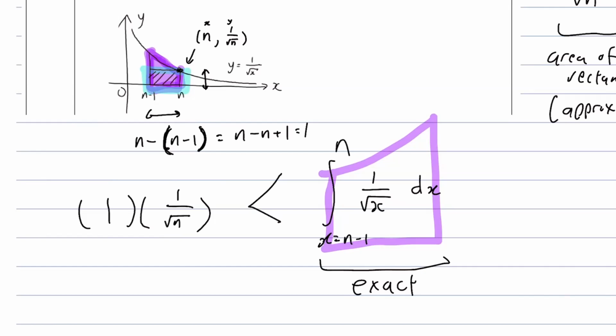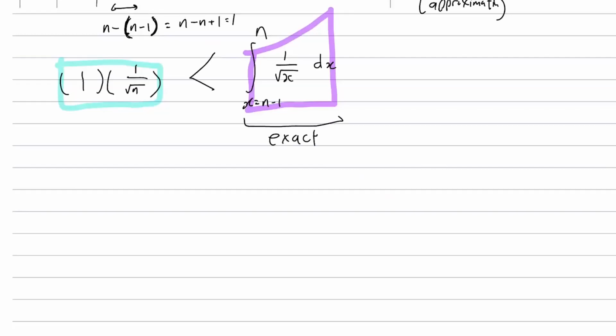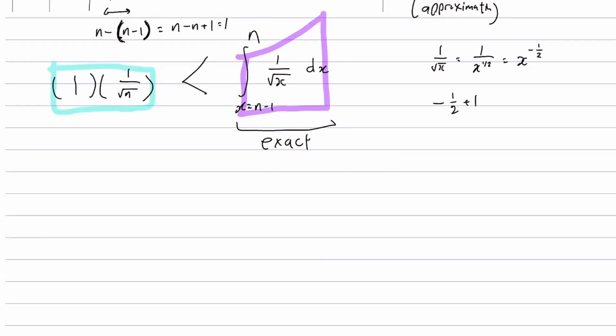This is the inequality we need. This is the rectangle. Then that's the purple region that's bigger. Okay, so let's try to calculate this integral and see what we get. 1 over square root x is really just 1 over x power half. Bring it on top, you get x power negative half. Add 1, get the new power. Minus half plus 1 is positive half. So I'll end up with x power minus half plus 1 over minus half plus 1.